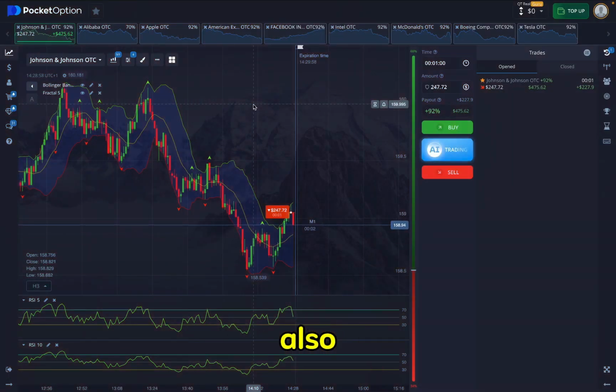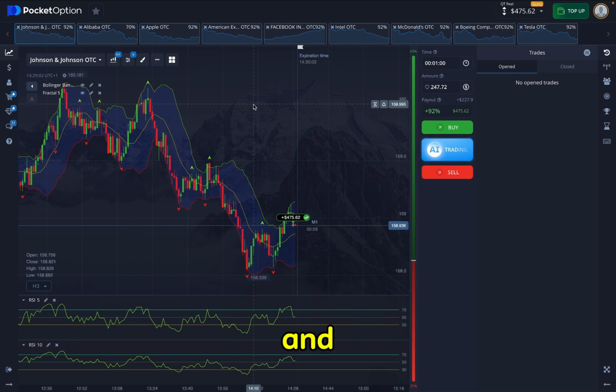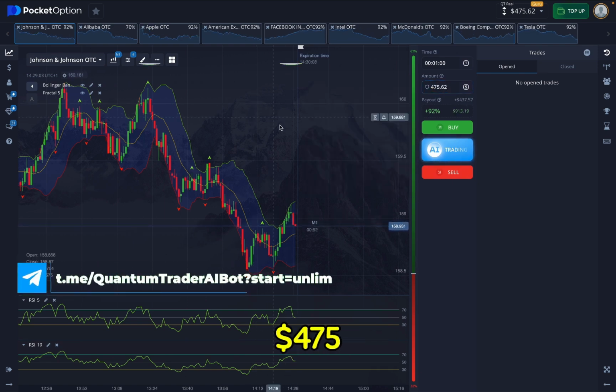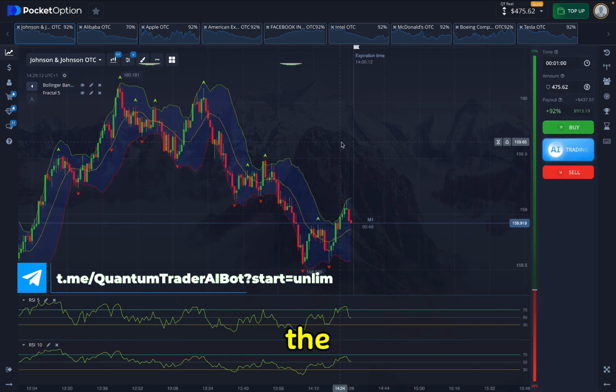And the position also closes in plus. And as a completion, we open one more trade for the amount of $475. Let's continue and pick up the final asset.